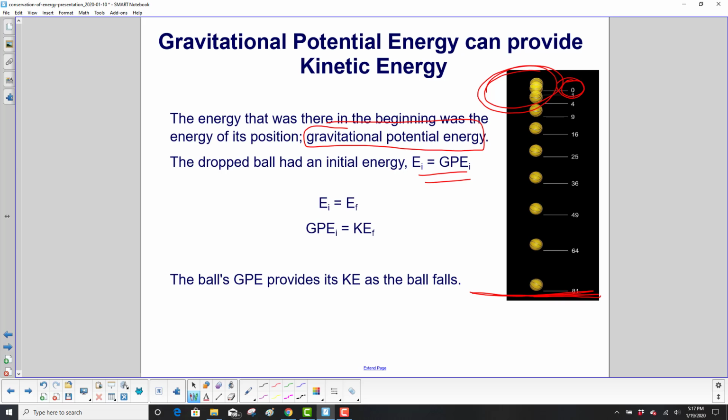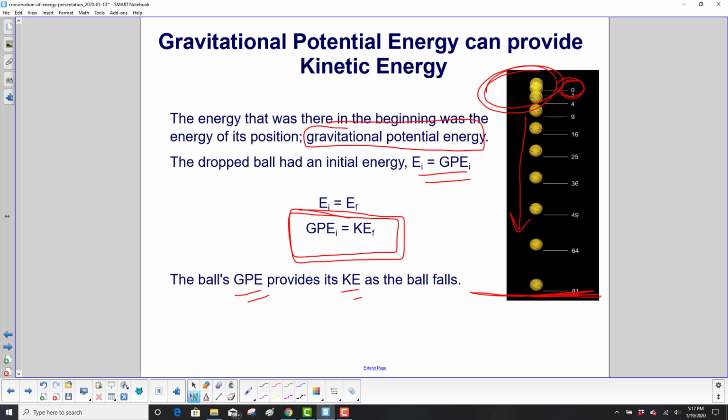Where did all that energy go? Well, this ball kept getting faster and faster, so the energy went into kinetic energy. So the ball's initial gravitational potential energy provides its kinetic energy as it falls. Here's the equation. We'll be using that to solve problems.